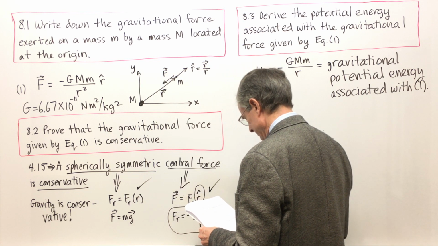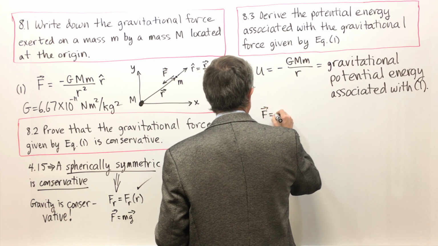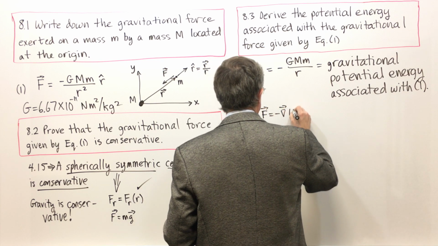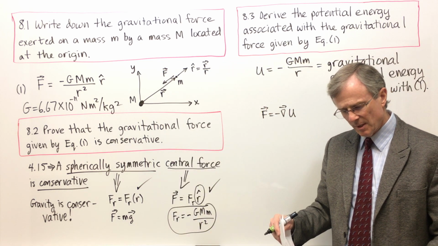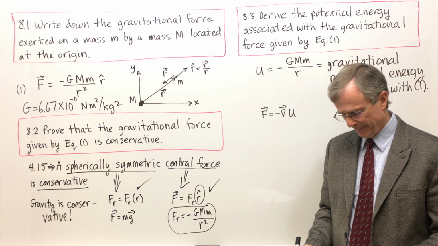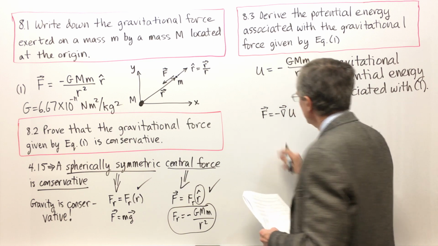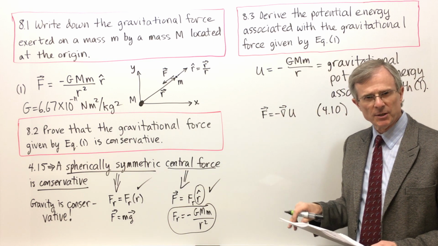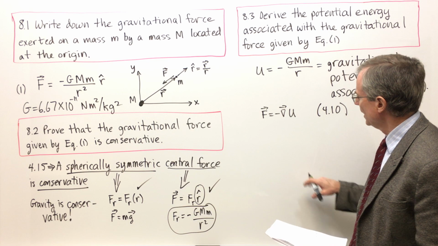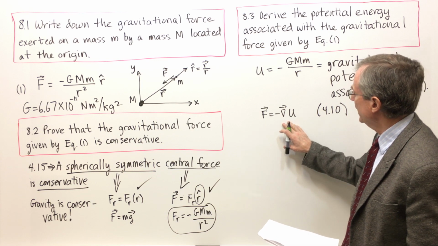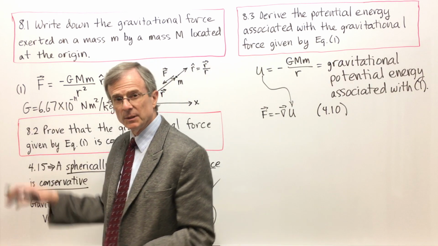I'm going to recall that if a force is conservative, then it can be written as a negative gradient of a potential energy. That's concept 4.10 that we discussed earlier. And I'm simply going to verify that substituting this U in here will recover this force.